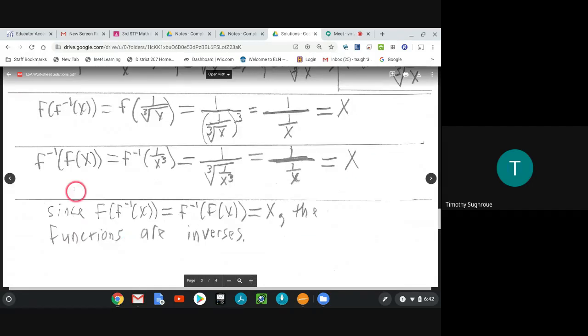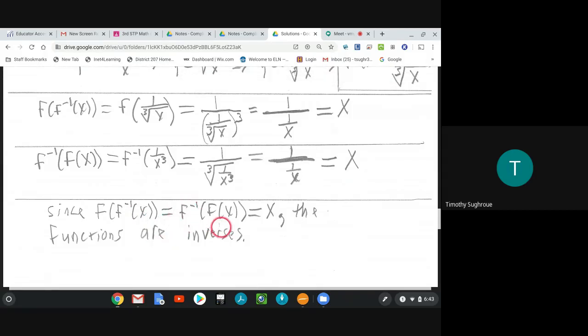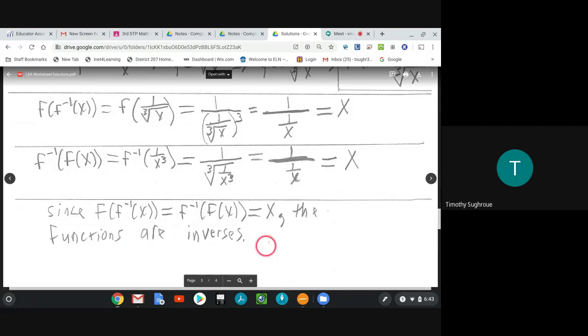Remember, since f of f inverse of x equals f inverse of f of x equals x, the functions are inverses. It's the same statement every time. We're going to get used to stating it every time. We will do the same thing when we do justifications on the AP test. Next problem. I'll leave that there for a second for you to write it down.